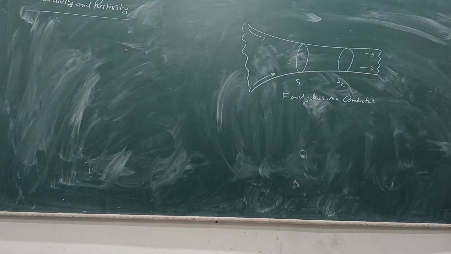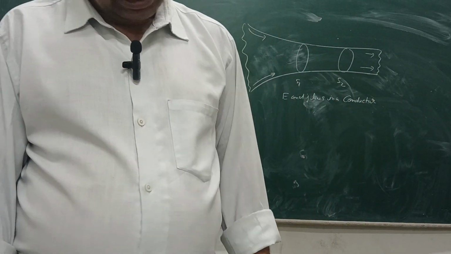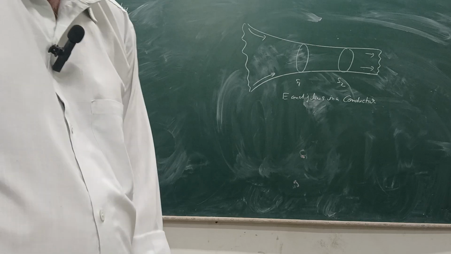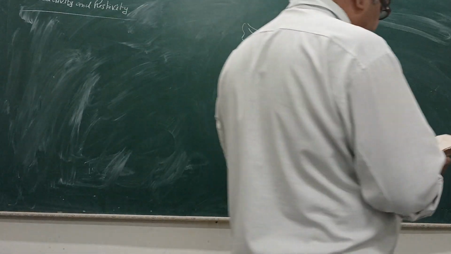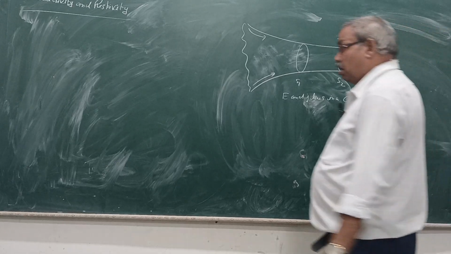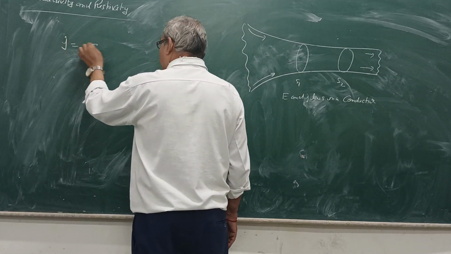अब कंडक्टिविटी एंड रेजिस्टिविटी में हम जुड़ेंगे। In a metallic conductor at a constant temperature, the current density J is linearly proportional to the electric field. J is equal to sigma into E.